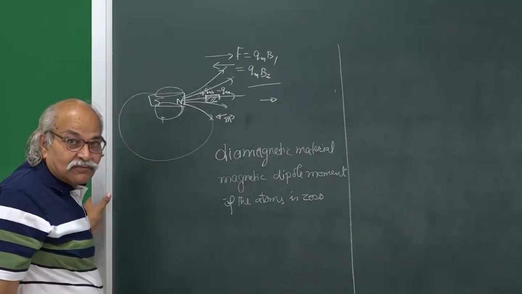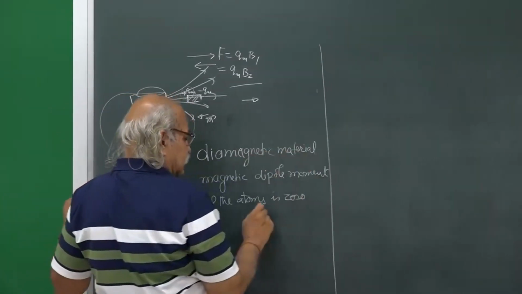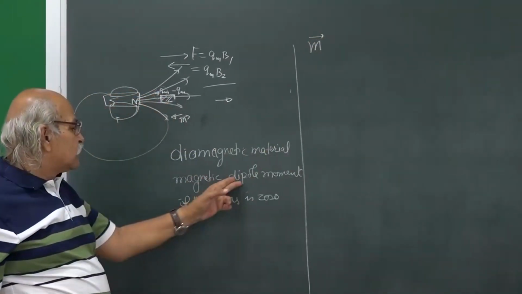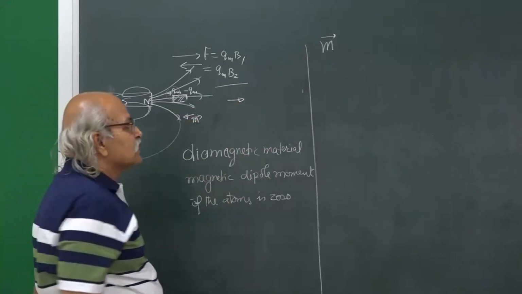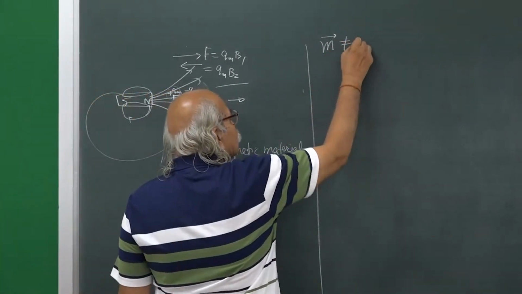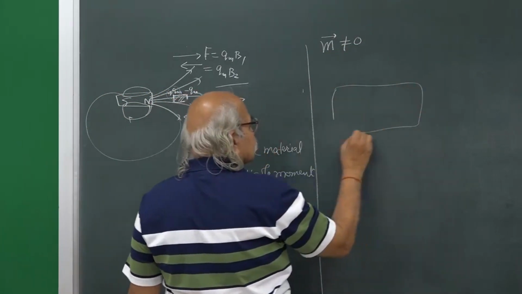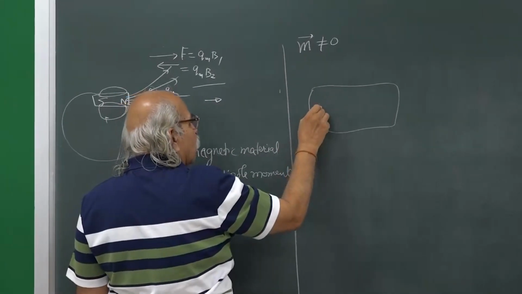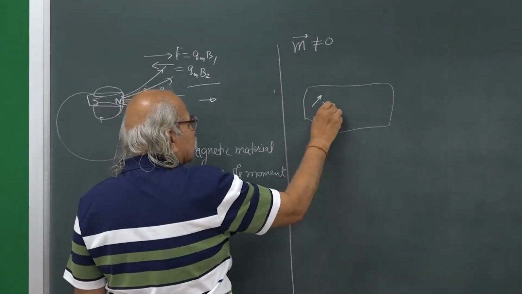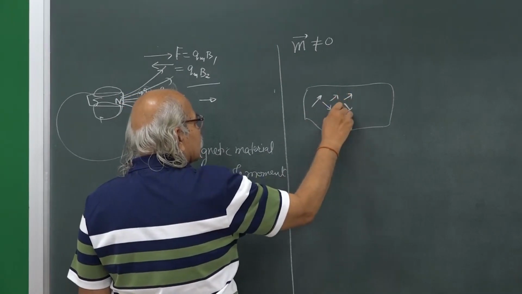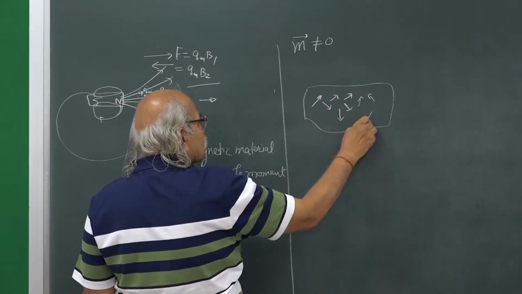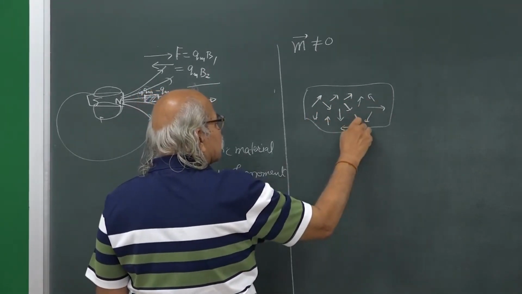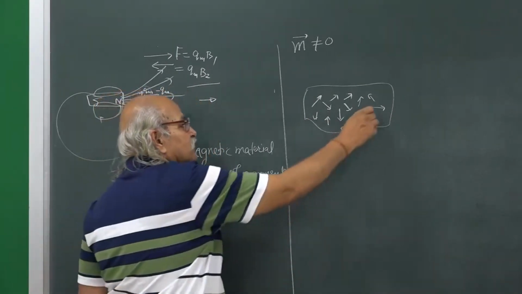What if it is not 0? If this magnetic moment, call it m, if the dipole moment of each atom is m, and that is not 0. So, in the material you have lots of atoms, and they will all have dipole moments, but because of the thermal motion their directions will be random. The directions will be random, and remember, the number of atoms is very, very high.